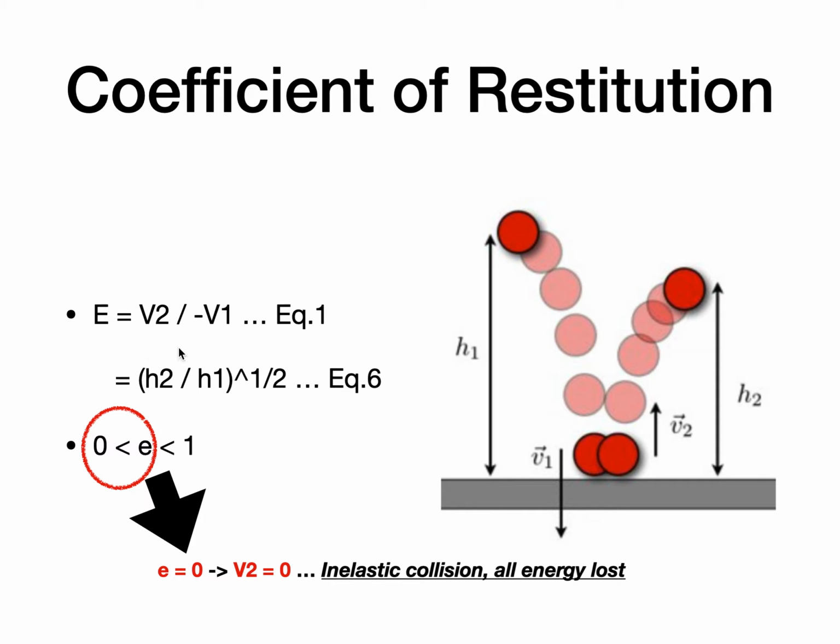Now what does it mean if E equals 0? Think about the equation again. How do we make V2 over V1 become 0? It only happens when V2 is 0, right? So what does that mean if V2 equals 0? That means the ball sticks on the ground after the bounce. It doesn't bounce back at all. So all the energy was lost. We call this kind of situation inelastic collision. So usually E is between 1 and 0. That means some of the energy was dissipated, but some of the energy was restored after the bounce. And so we use E, the coefficient of restitution, to describe it.